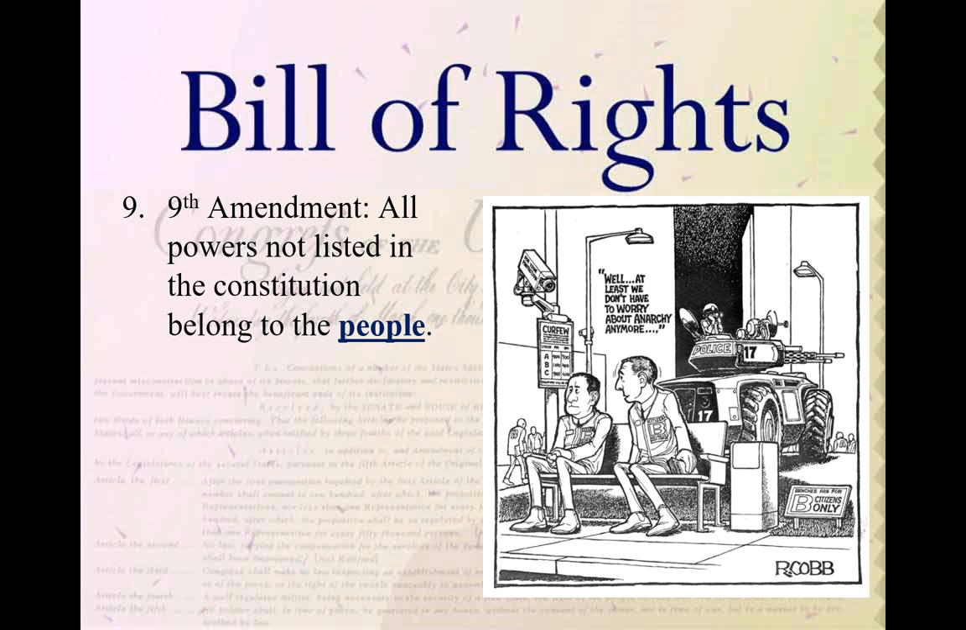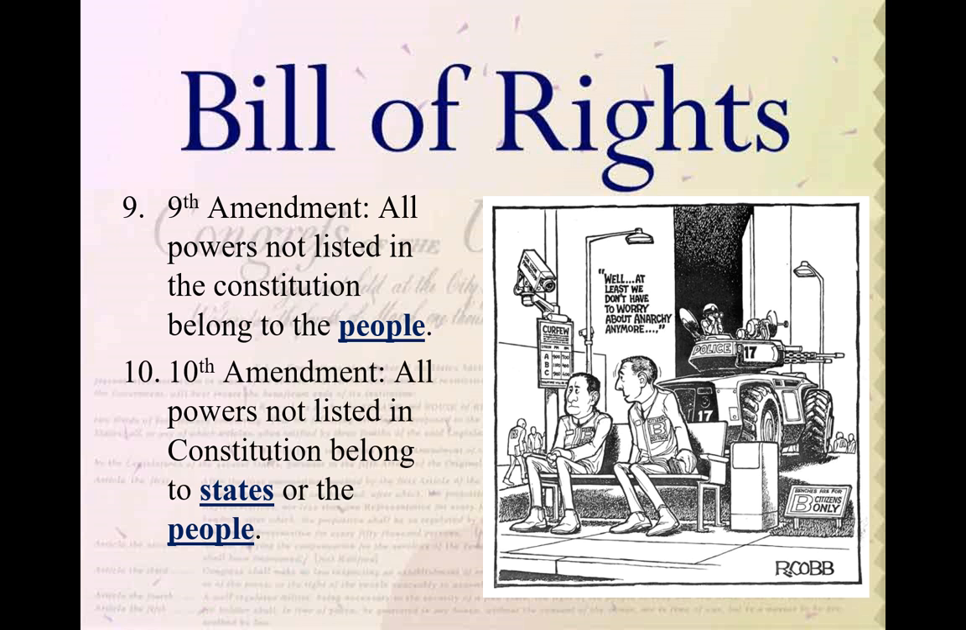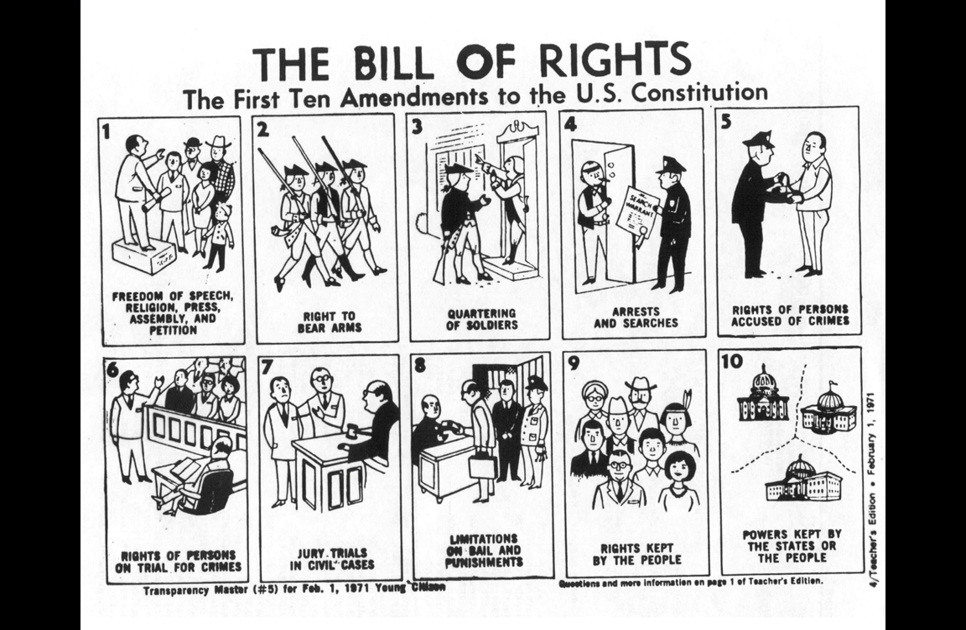The Ninth Amendment has to do with powers that are not listed explicitly in the Constitution, which means that they belong to the people. So just because we don't say you have freedom to dress yourself, that's in the Constitution under freedom of expression. The 10th Amendment says that anything that's not listed explicitly in the Constitution belongs to the state or the people. And so that kind of covers anything that might be left out.